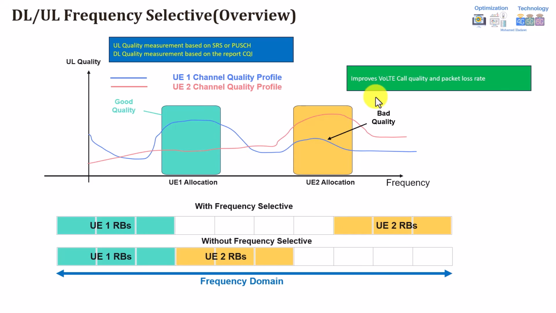If you've already been working with a 4G network for a long time, this is a very well known feature. It's not only for VoLTE, it's even for PS. It's a very simple feature. As you can see from the figure here, assuming we are speaking about uplink frequency selective, without the feature in general, the resource allocation, which is resource blocks, will happen in a sequential manner.